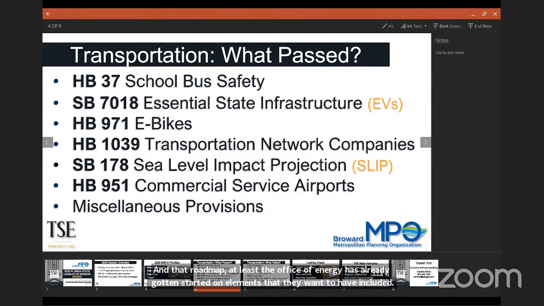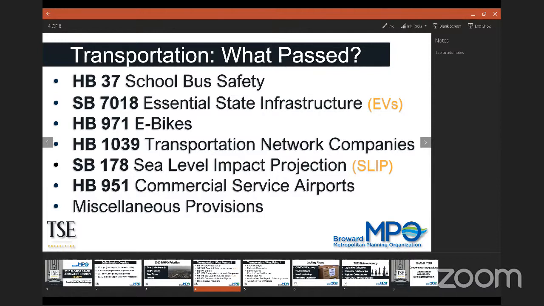And then with the e-bikes, we were grateful that our coalition was able to keep local control in that legislation. And that was partially due to the work that we did last year ensuring local control in the micromobility bill. And then also with the SLIP study, which is SB 178, we're going to continue working with our seaports in the interim and working in the rulemaking process with FDOT and the Florida Department of Environmental Protection on this bill as they do the rulemaking process.